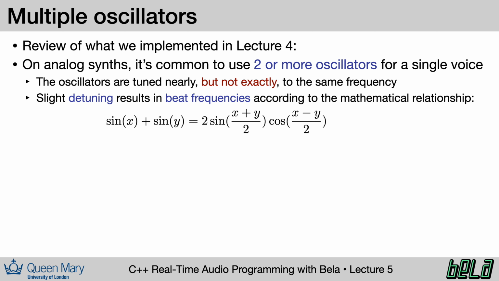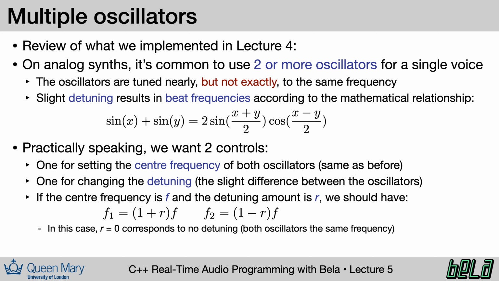Let's pick up from where we left off in the previous lecture. We saw that a common technique on analog synths to produce a richer sound was to have multiple oscillators tuned to nearly the same frequency, but not exactly the same frequency. This slight detuning results in a beating or chorusing effect that makes the oscillator sound richer.